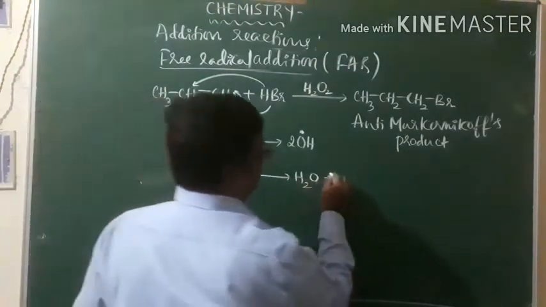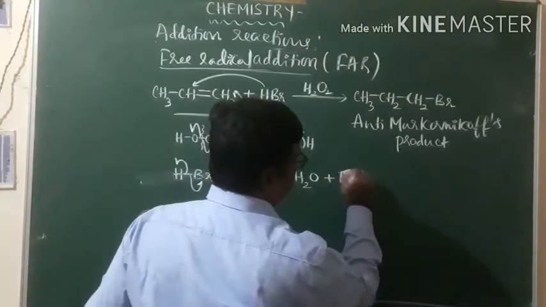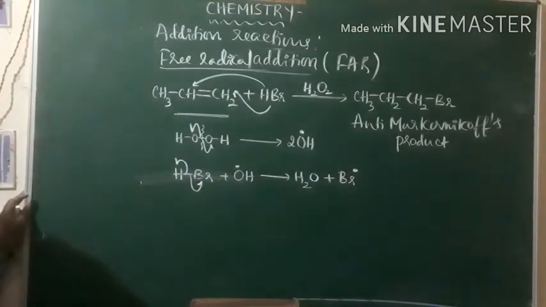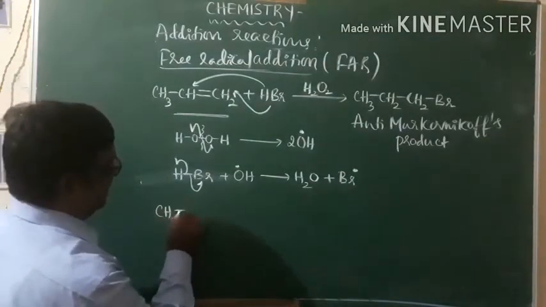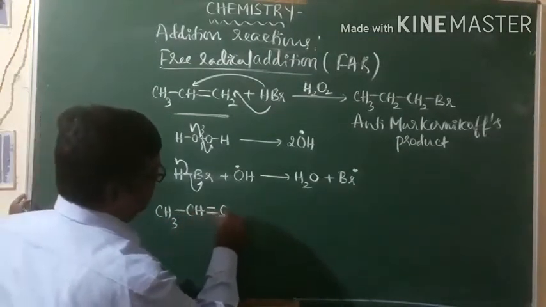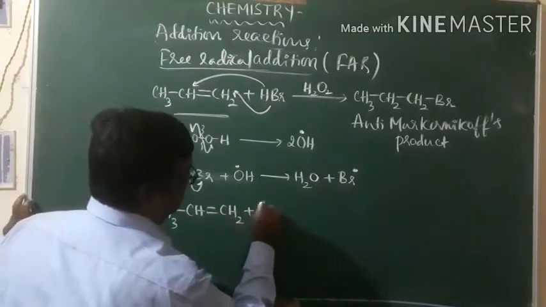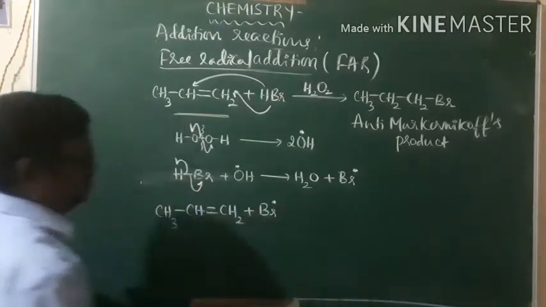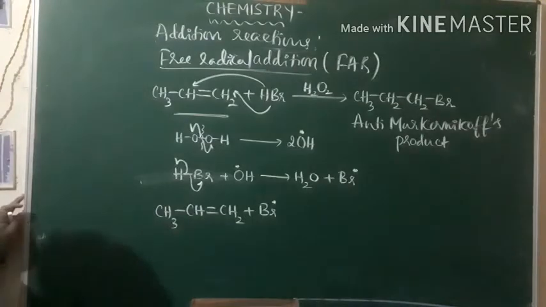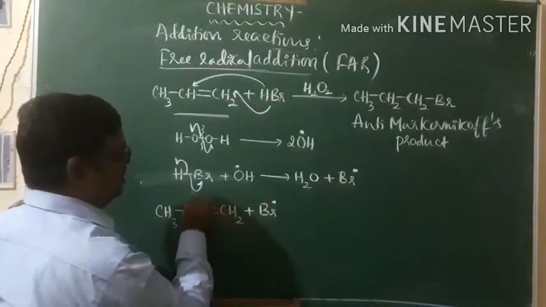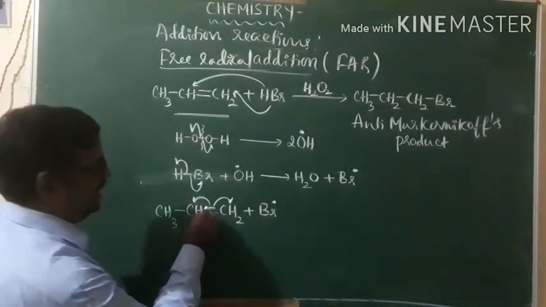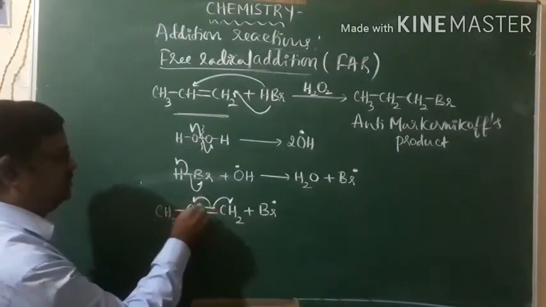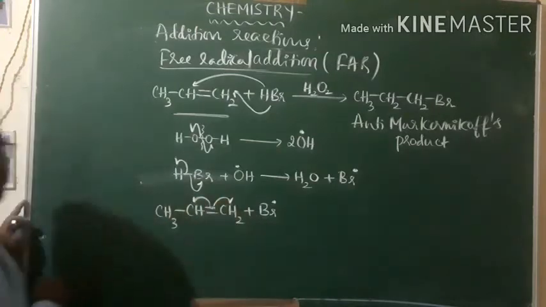What are you left with? Br dot. This is a free radical, right? Now this free radical attacks that alkene. Because of the free radical, the pi bond undergoes homolysis. One pi electron shifts onto CH, and the other electron shifts onto CH2, right?